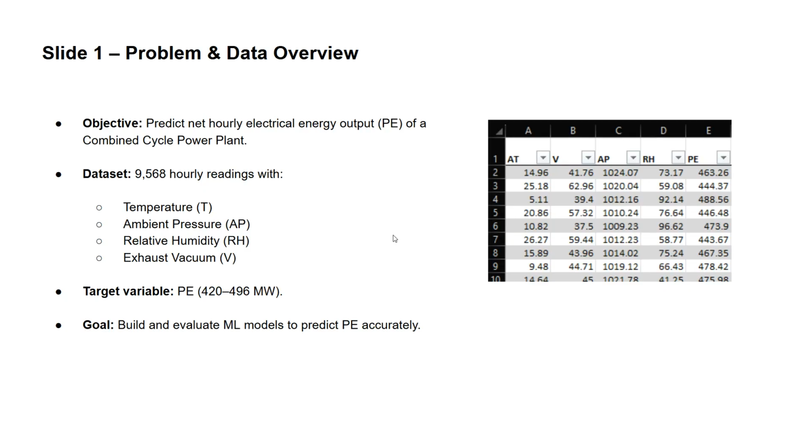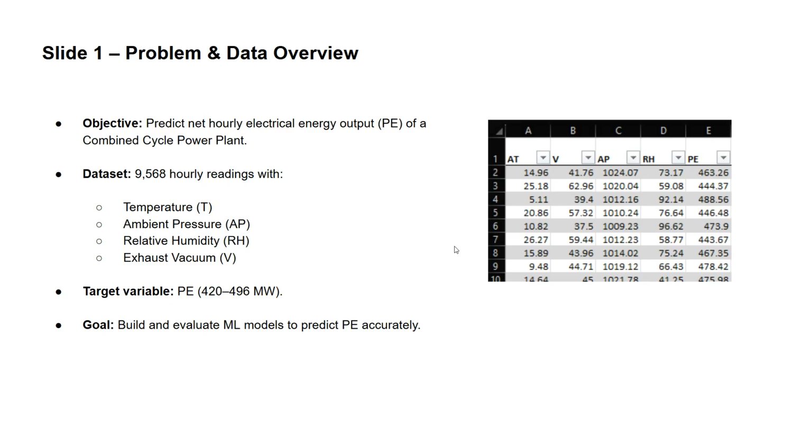The goal of this project is to predict the net hourly electrical energy output of a combined cycle power plant. The dataset consists of nearly 9600 hourly readings with 4 environmental factors, including temperature, ambient pressure, relative humidity, and exhaust vacuum. The target variable is the energy output measured in megawatts. Since the target is continuous, I identified this as a regression task. My initial approach was to include all 4 features and evaluate different linear regression models to find the best predictor of energy output.